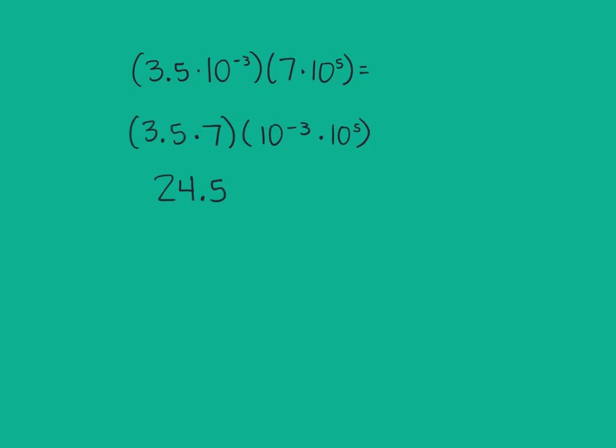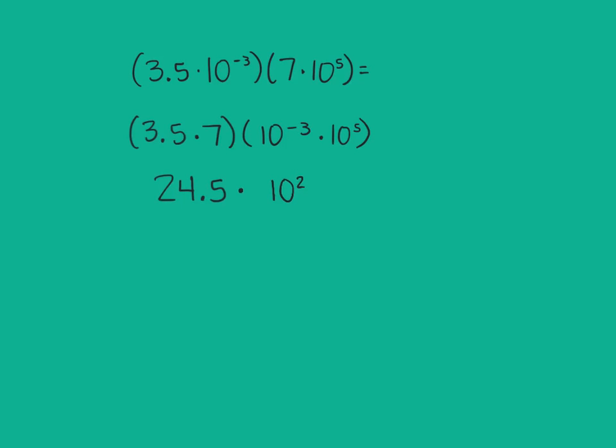The next thing that I am going to do is multiply these exponents together. When we're multiplying exponents, remember if they have the same base, all we need to do is add the exponents. So if I have 10 to the power of -3 times 10 to the power of 5, to get my final exponent, I'm just going to add these exponents. -3 plus 5 is +2. So the exponent part equals 10 to the power of 2.